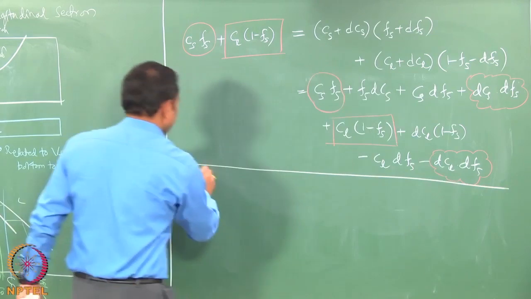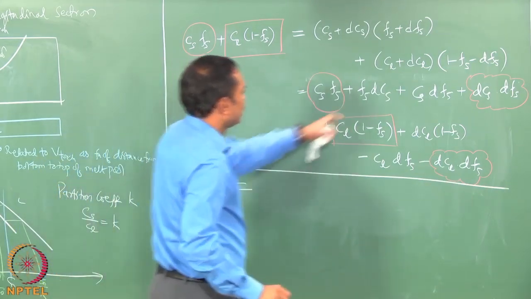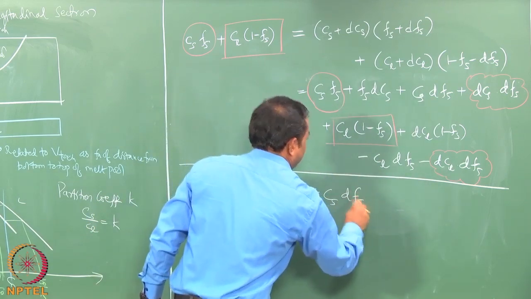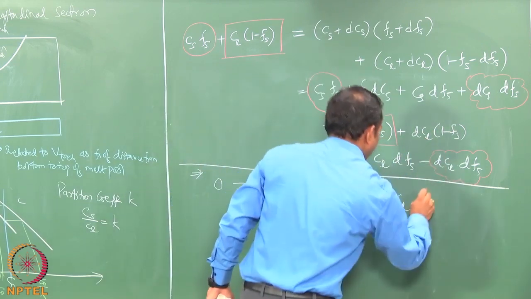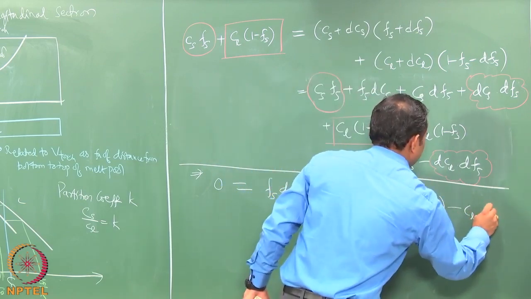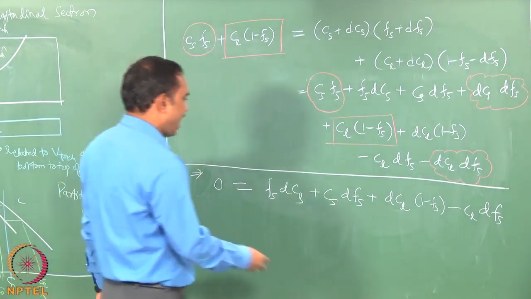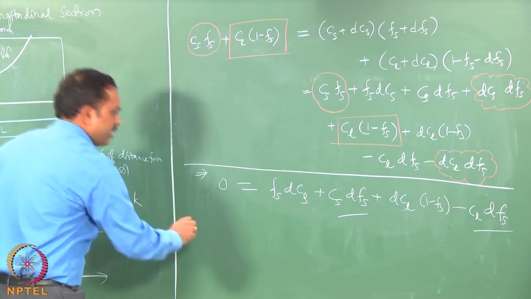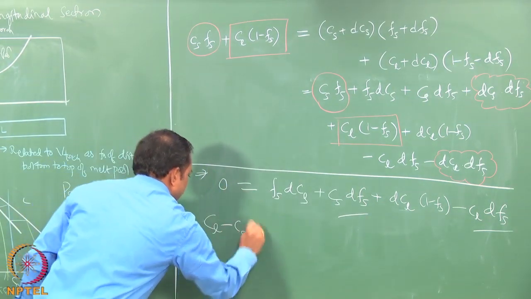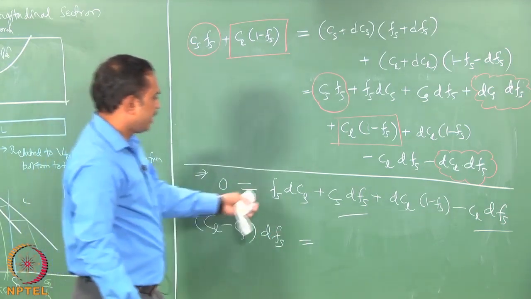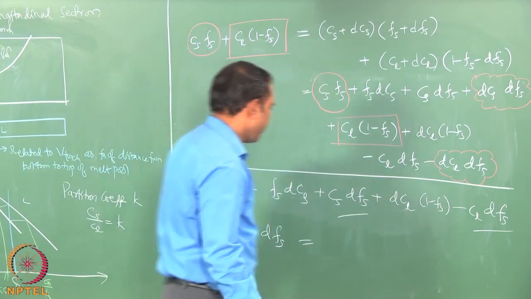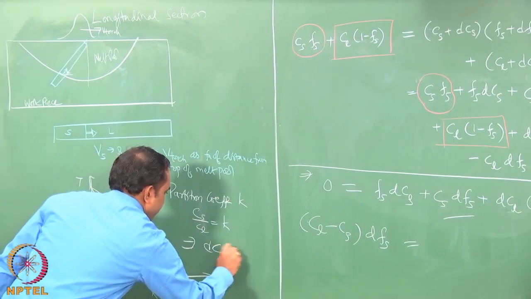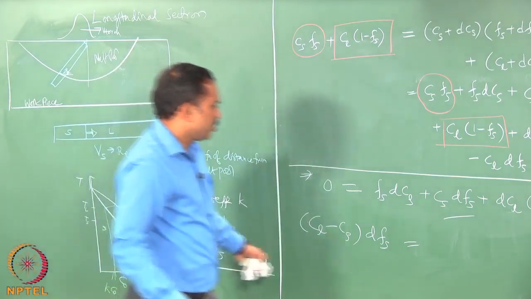So this implies, okay, so 0 is equal to, so FS DCS plus CS DFS plus DCL into 1 minus FS minus CL into DFS. Now what we need to do is basically identify the terms that have the same differential and bring them together. So they have the DFS as common, so we just bring it to the right hand side. So we write it as CL minus CS into DFS is equal to, on the left hand side you have the DCS and DCL that are together. So we could use the definition of partition coefficient to write saying that implies DCS is equal to K into DCL, okay, we can use it so that we can change it.